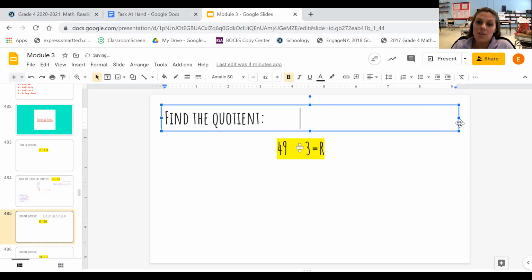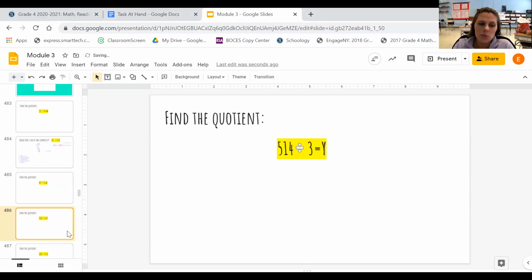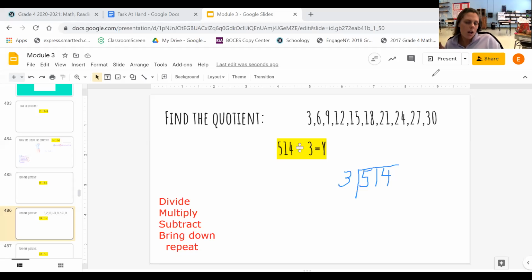Our next equation is a 3-digit by 1-digit, which means we may have to repeat the process once or twice, okay? So we're going to first pause our video, list our multiples and our steps. Awesome, so thank you for listing your steps and listing your multiples. So our first number we're looking at is the number 5. So I want you to imagine we have 5 cookies and we're trying to take a group of 3 out of them.